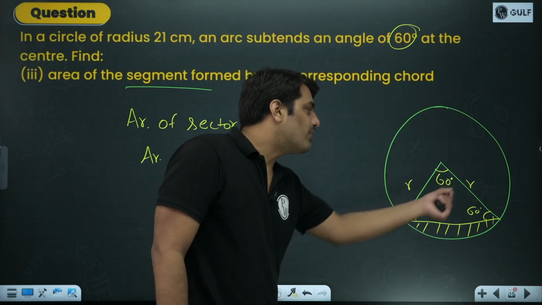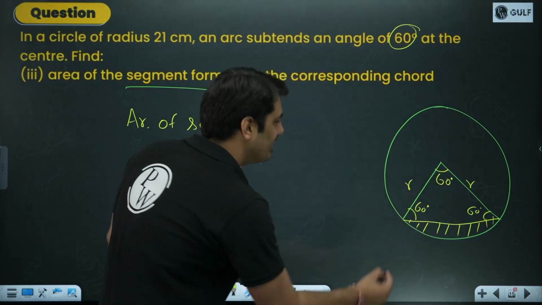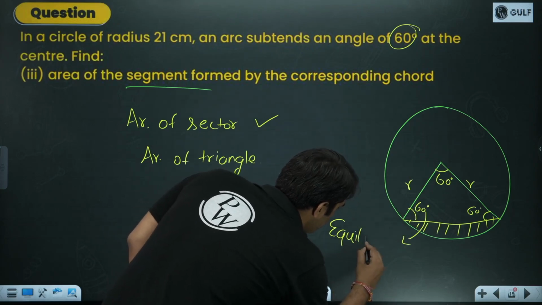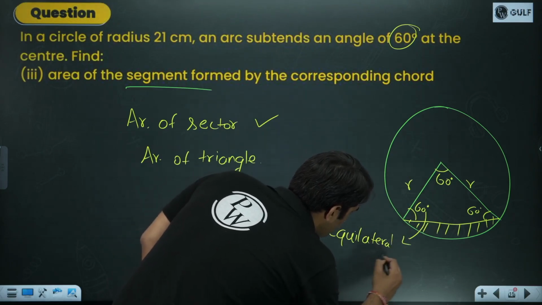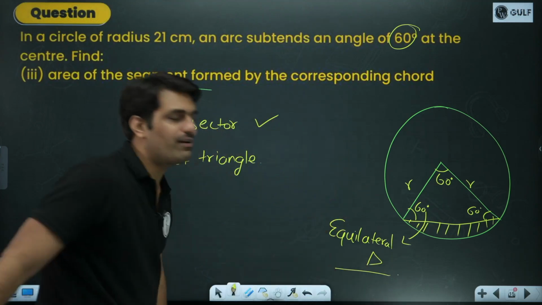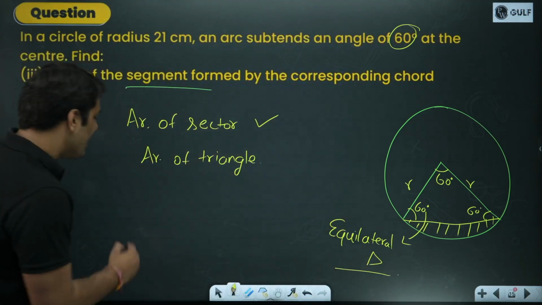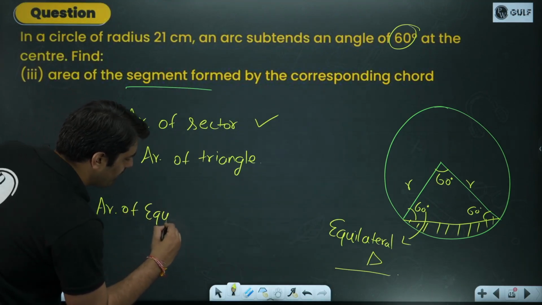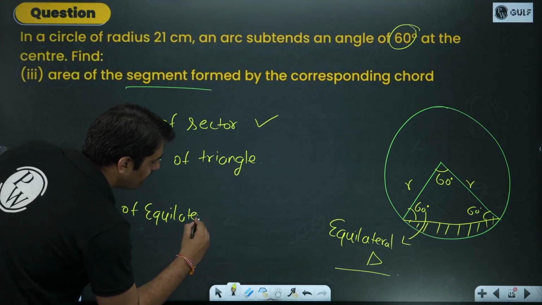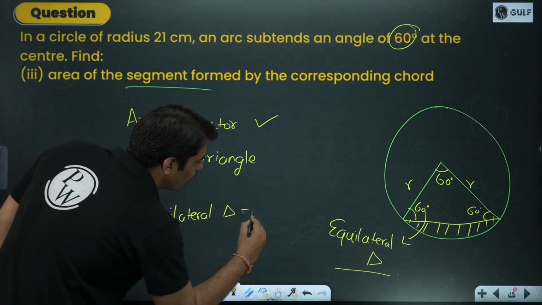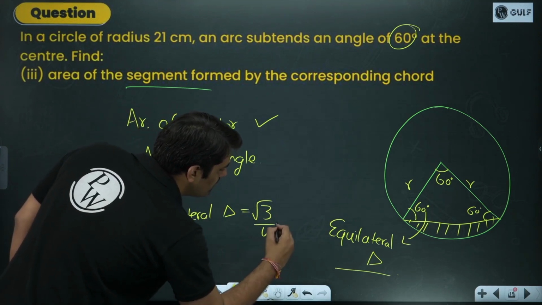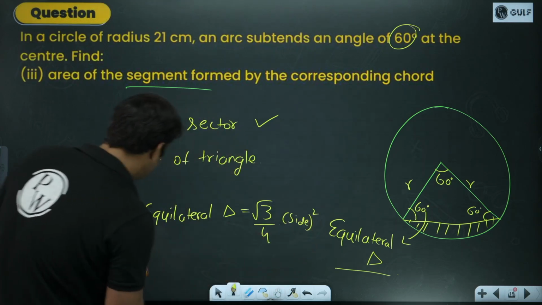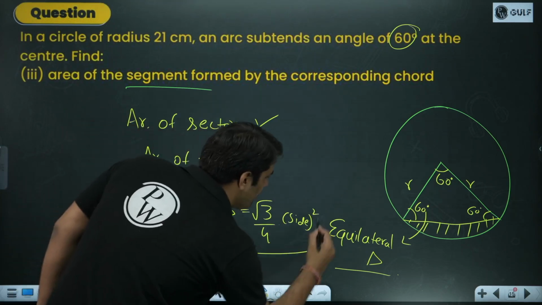And if we know that all the angles are 60 degrees, what does that mean? This is an equilateral triangle. And for an equilateral triangle, the area of an equilateral triangle is root 3 by 4 into side square. Let me write side itself. It's side square. This is the formula. You apply this formula.